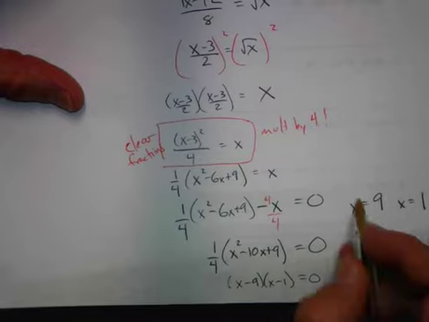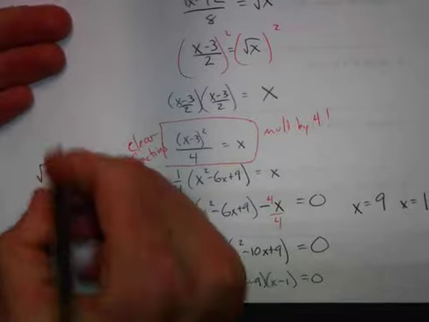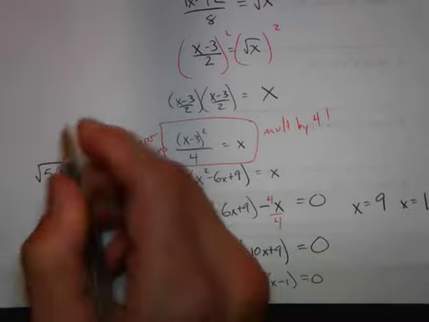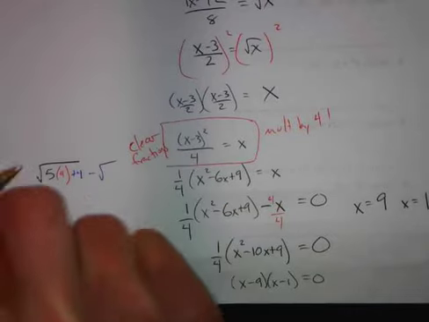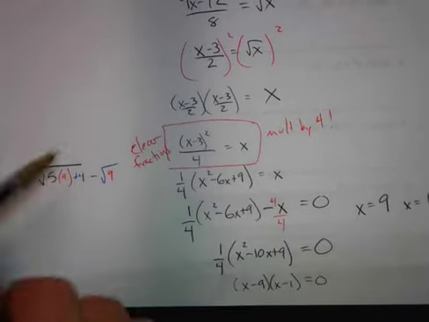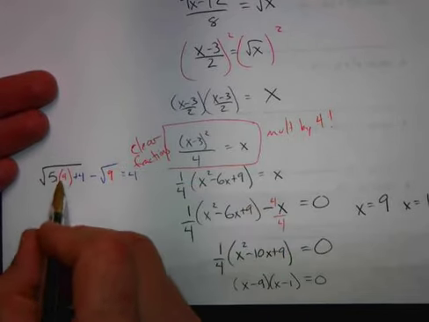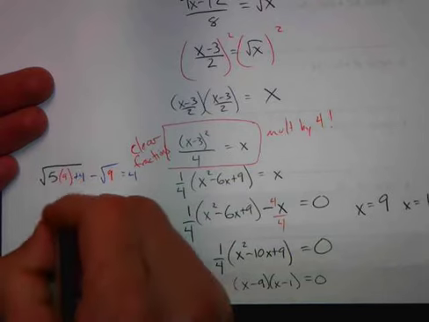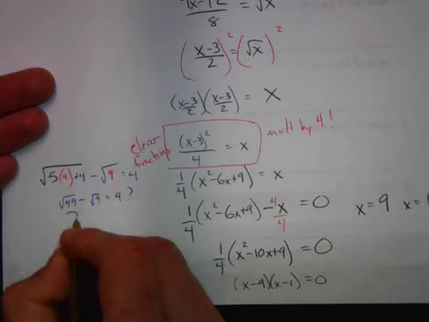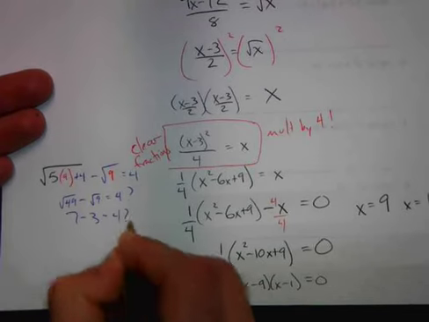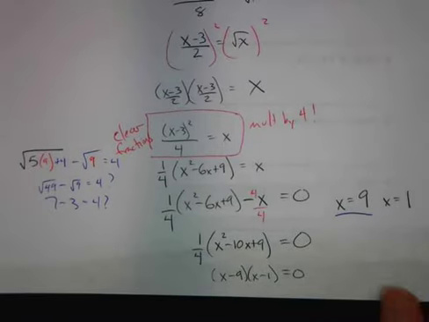So we have x equaling 9. Is that the case? Well, we have the square root of 5 times x plus 4 minus the square root of x. And does that equal 4? So let's do some numbers. 5 times 9 is 45 plus 4 is 49. So does the square root of 49 minus the square root of 9 equal 4? That's the question. Does 7 minus 3 equal 4? Well, yes, it does. So x equals 9 works, and we're good with that.